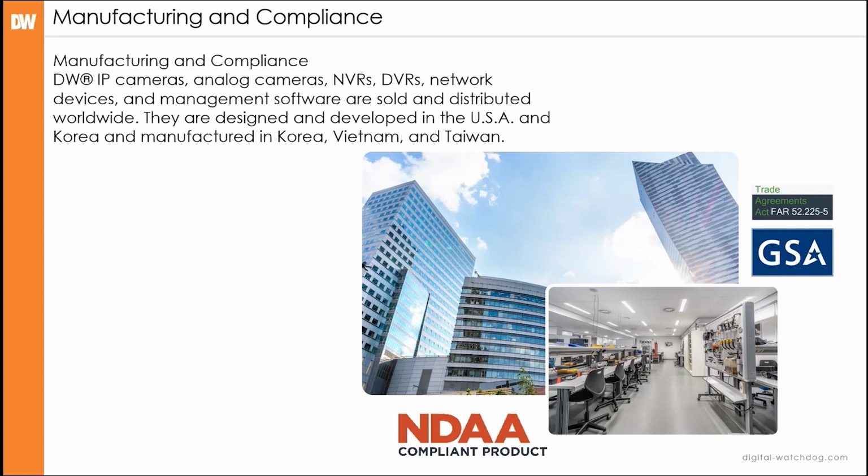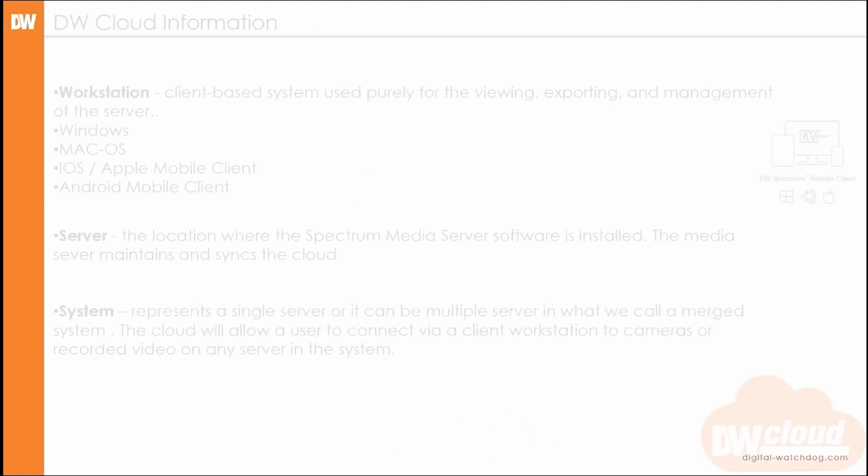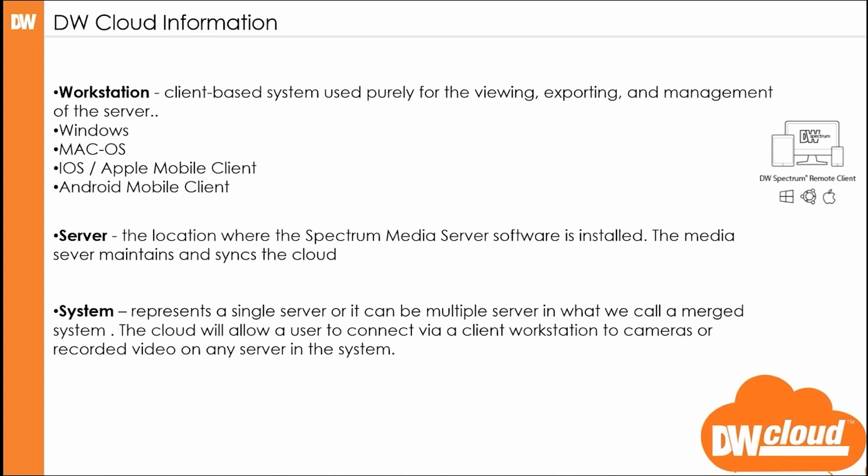So we're going to talk about the cloud, and we're going to talk about some terminology we use. The cloud breaks up into some components. First you have the server, which is a PC machine that has the Spectrum media server installed on it. The media server maintains and syncs to the cloud. It also records data from the cameras and does a bunch of things in the background.